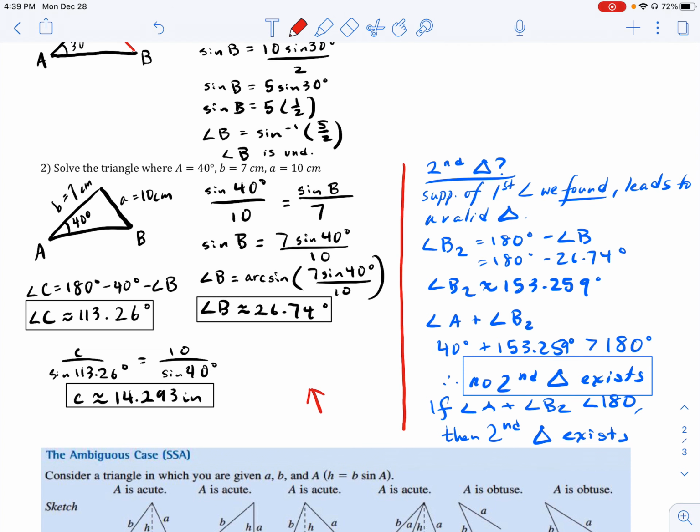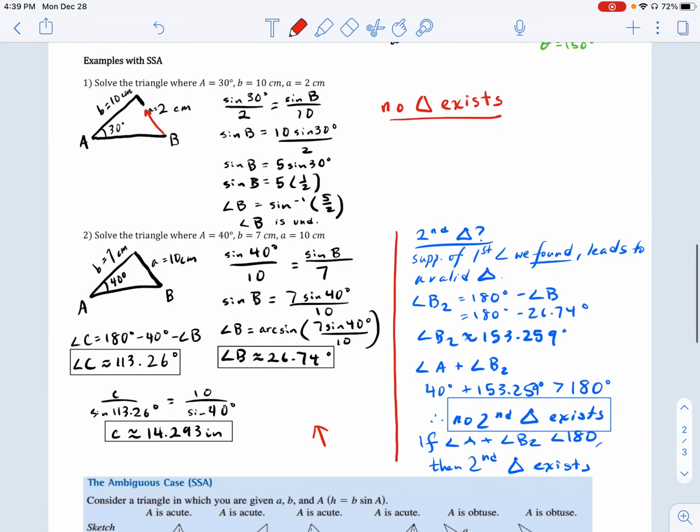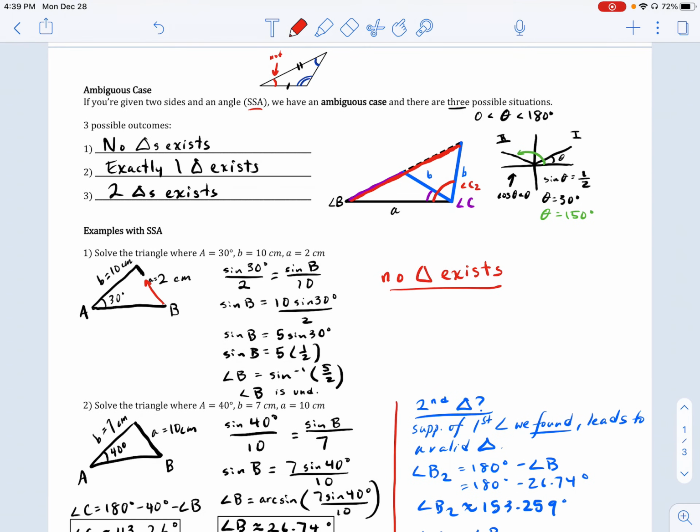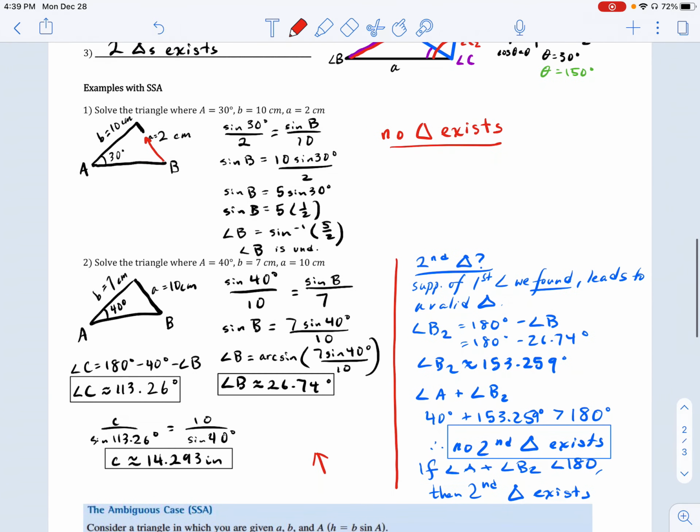So hopefully this video was helpful in you understanding SSA, why there is ambiguity whenever we're dealing with an SSA case, and how to solve problems where no triangle exists, where no second triangle exists, and really you would just rinse and repeat when there are two triangles. But at least you know how to check for that.